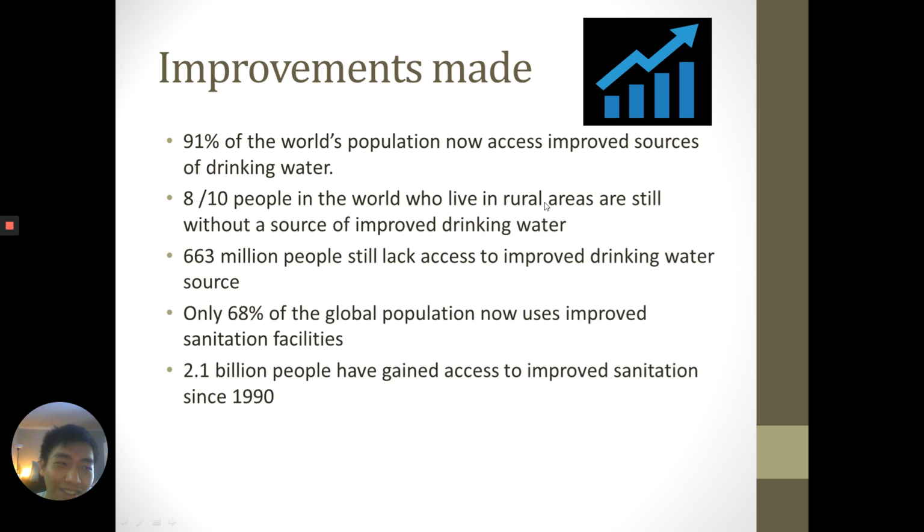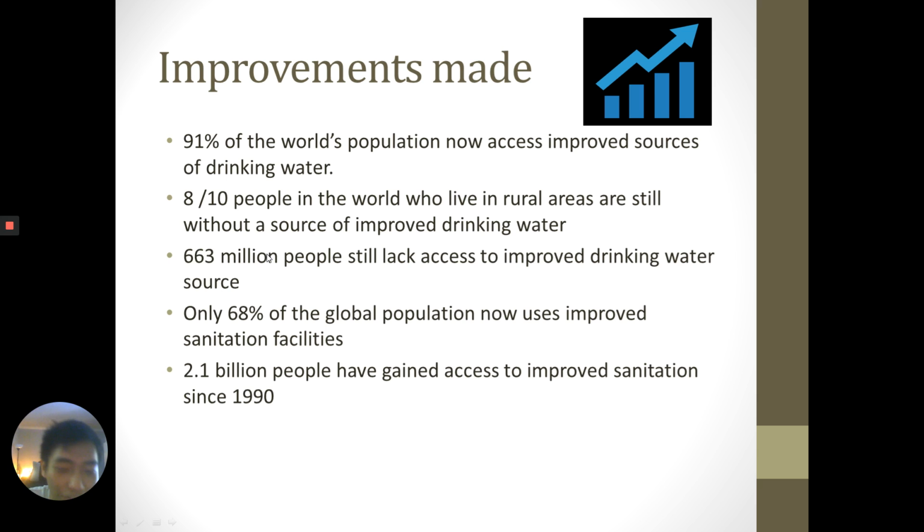So 8 out of 10 people in the world who live in rural areas such as Mongolia or some Saharan tribe are people without improved drinking water. Now, this might not be a big deal for some because they can get water from sources such as a lake. However, for people who do not have a consistent water source, this is a big deal because they need water to survive.